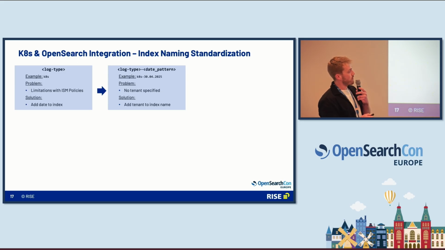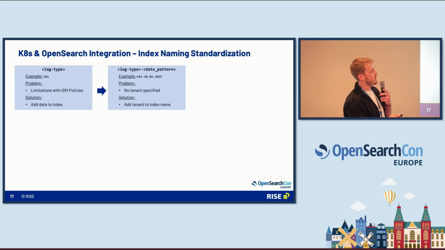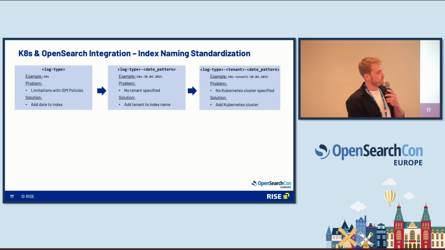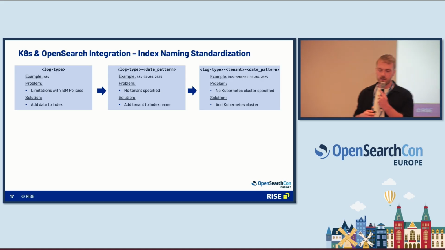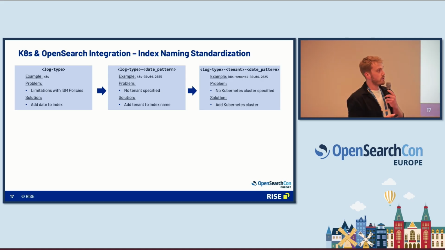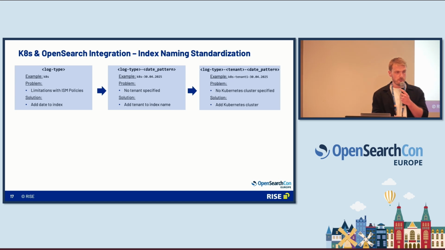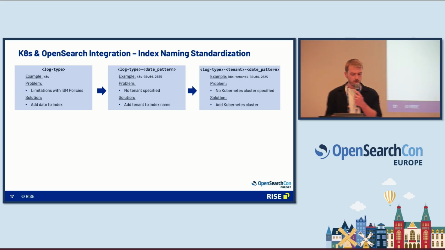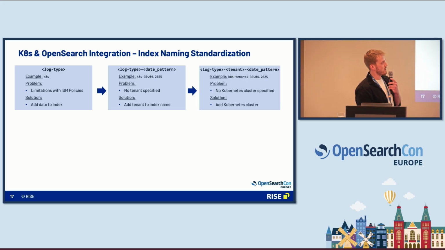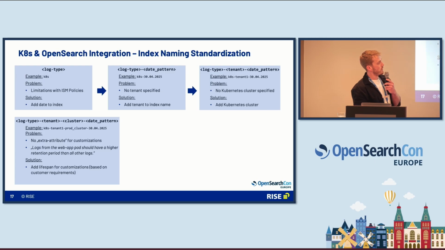This won't work currently, so we'll add a tenant to the index name. Now we've added the tenant, and now imagine that tenant 1 comes along and wants to keep the logs from one certain Kubernetes cluster for a longer period of time than the logs from another Kubernetes cluster. Again, this won't work for the same reasons as before. So let's add the Kubernetes cluster.